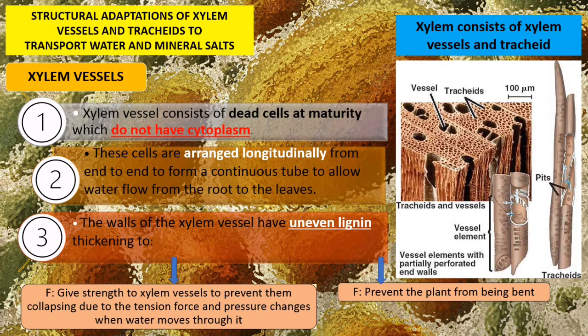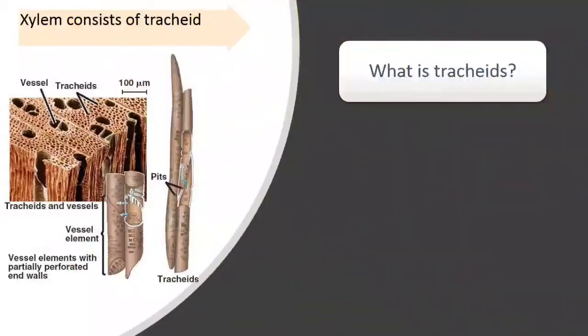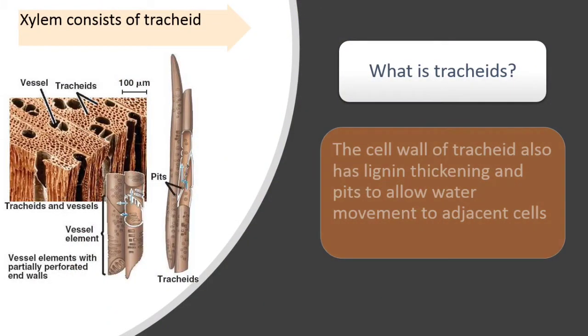Okay, next we will discuss the trachea. What is trachea? So this is the picture of trachea. In trachea, the cell wall also has lignin thickening and pits to allow water to move to the adjacent cell. So the differences between the xylem vessel and trachea are the shape, and the trachea has pits.